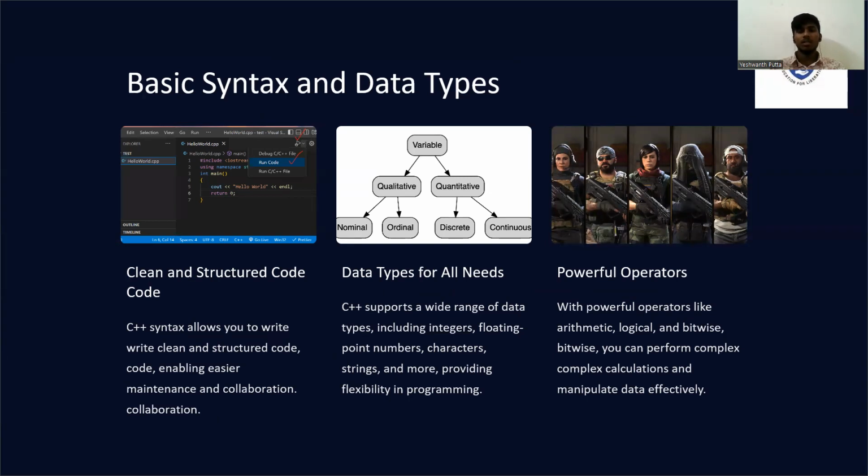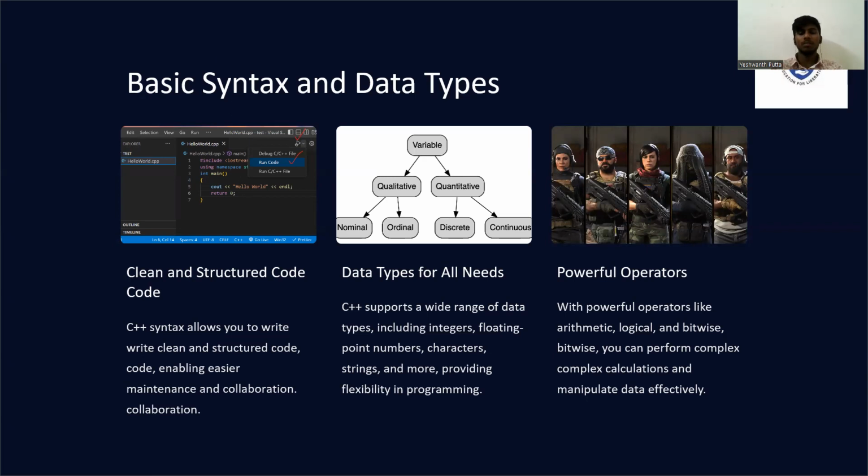Object: an instance of a class, a blueprint for creating objects, defining attributes and methods. Attribute: data members that characterize the object. Method: functions defined within a class to perform operations on class attributes.